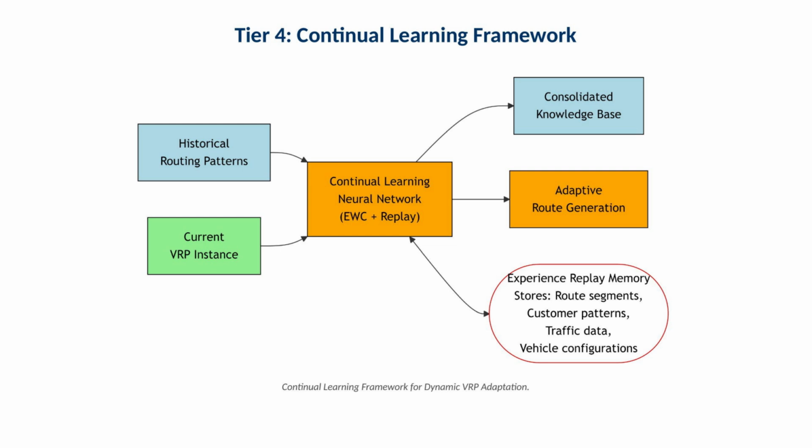The figure shows the continual learning framework. It highlights how new data is incorporated, while an importance-aware mechanism protects critical learned knowledge. This is valuable in logistics because routing conditions change continuously, yet the system must remain reliable day after day.